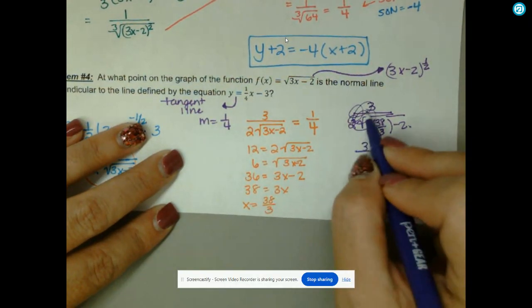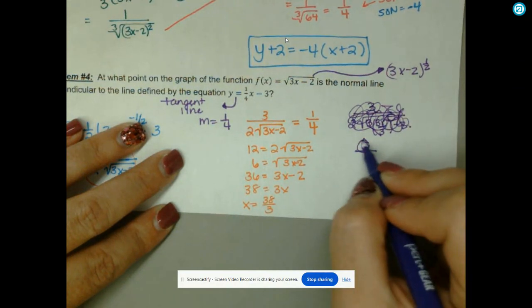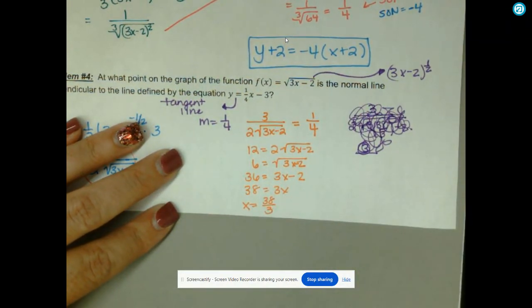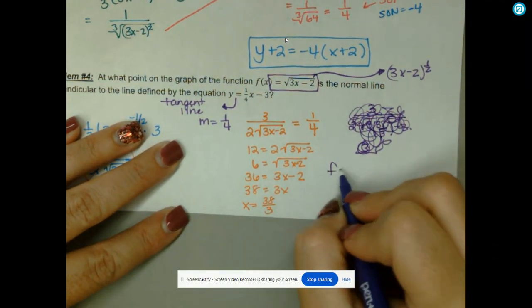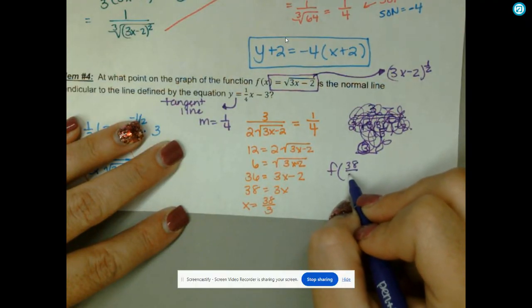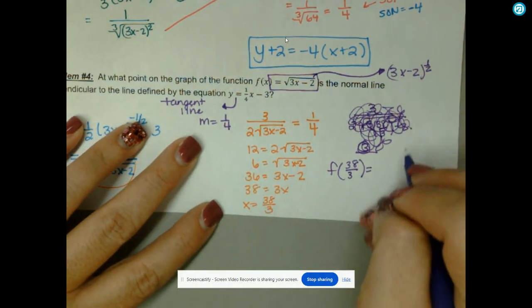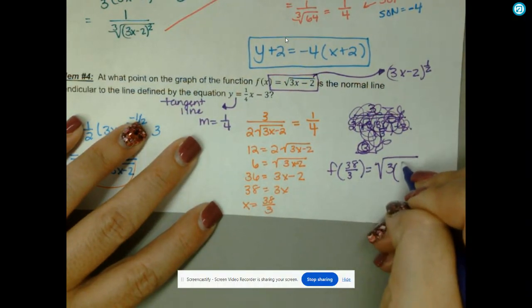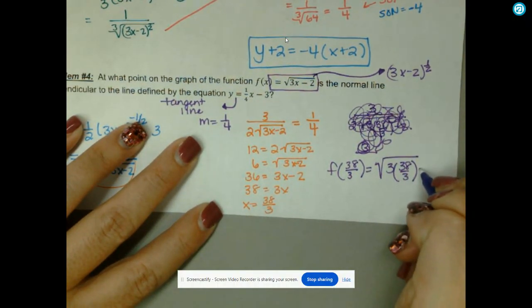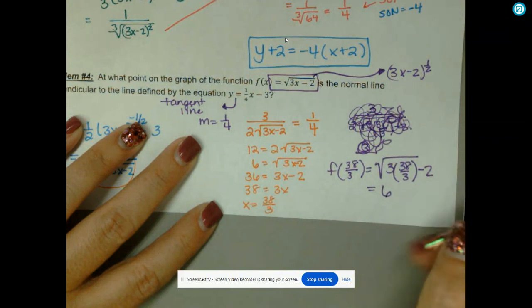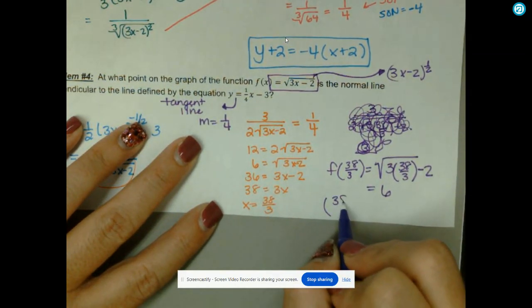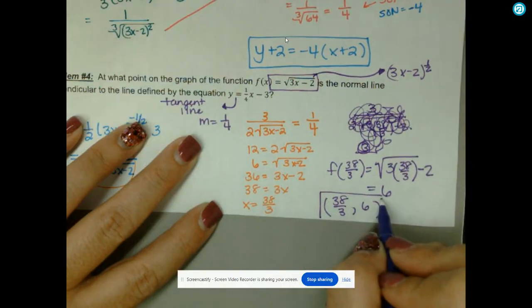Lord, y'all. I didn't even mean to use my derivative. Look, I've done all that work. Didn't even mean to. It's our original. My bad. We're right here. f of 38 over 3, because we're plugging into our original equation to get the point. Okay, sorry. So that's the square root of 3 times 38 over 3 minus 2. So again, 3's cancel, 38 minus 2 is 36, square root of 36 gives me 6. So our ordered pair would be 38 over 3 and 6. Okay?